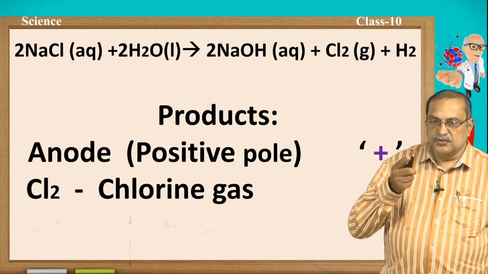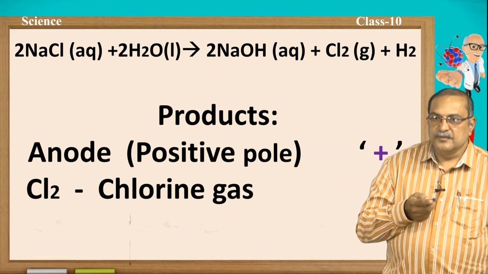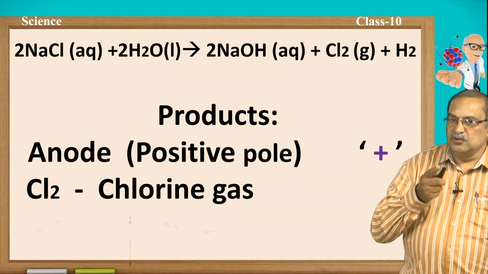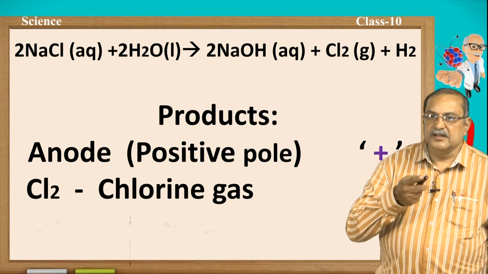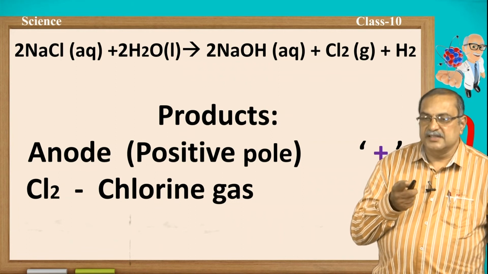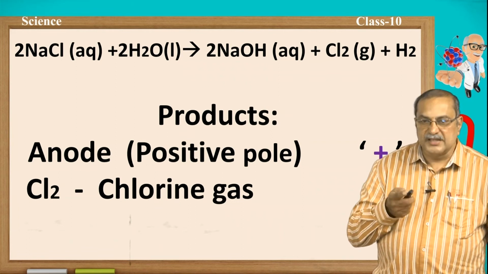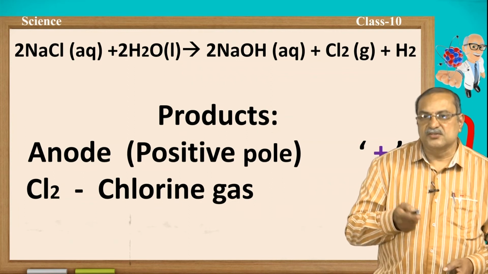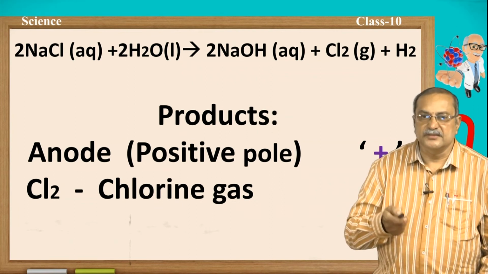Chlorine ions have a negative charge, that is Cl-, so they come towards the positive pole, the anode. There they join with another chlorine atom, and chlorine gas comes out and escapes. Okay.